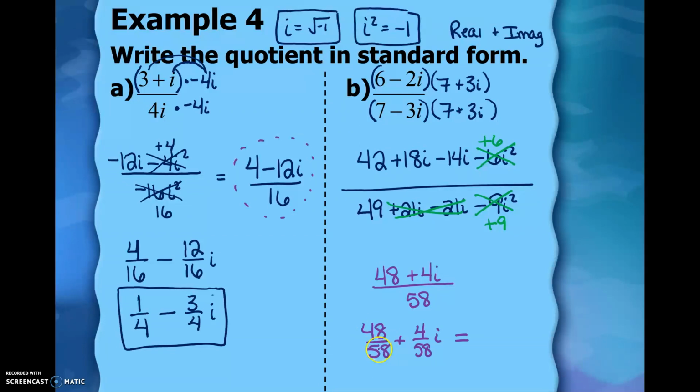And then we need to simplify both of those fractions. So put 48 divided by 58, simplify that fraction in your calculator. That ends up being 24 over 29. 4 divided by 58, that simplifies to 2 over 29, and that last one has the i. Let me rewrite that a little bit so it's a little bit easier to see. Plus 2 over 29i. And that is our final answer.